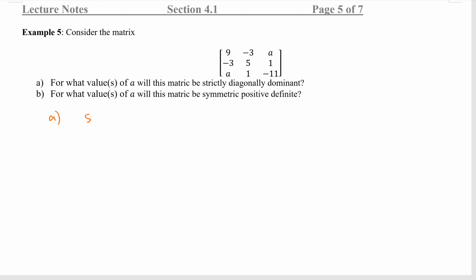Strictly diagonally dominant. So what are the diagonals? 9, 5, minus 11. So for the first row we need 9 to be greater than the absolute value of the sum of the other entries. This is the same as saying 9 is greater than the absolute value of minus 3, which is 3, plus the absolute value of A. This is the same as the absolute value of A being less than, moving the 3 to the other side, 9 minus 3, which is 6.